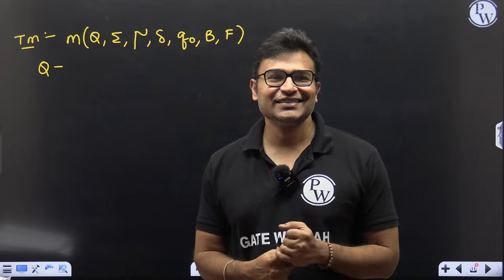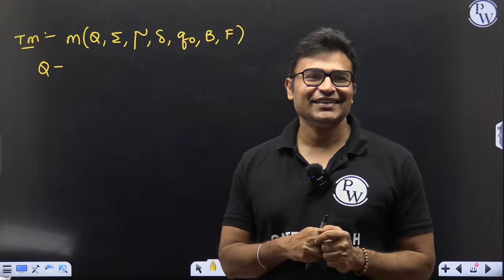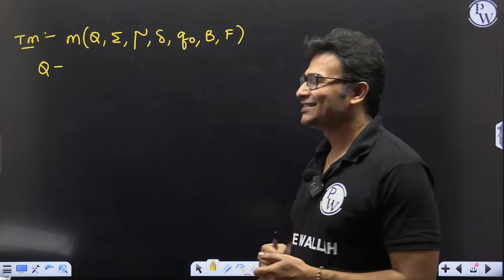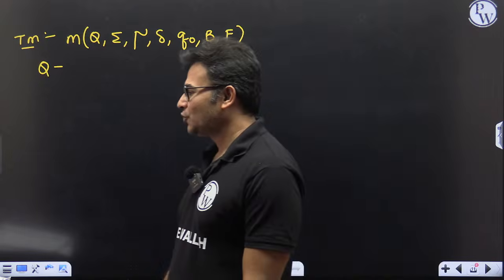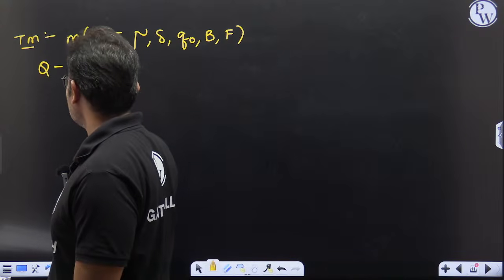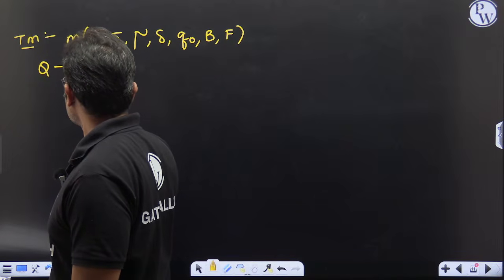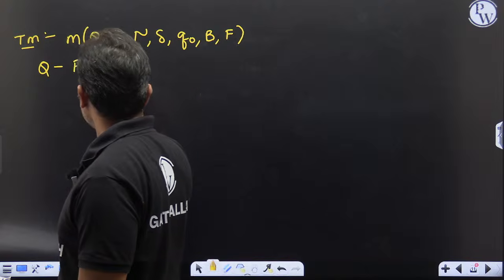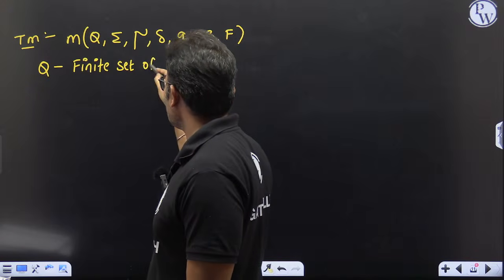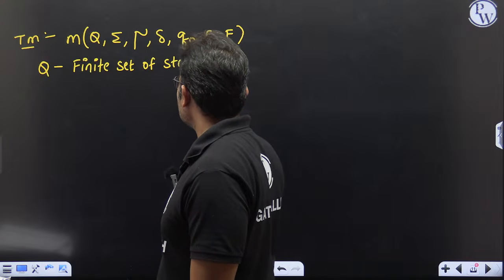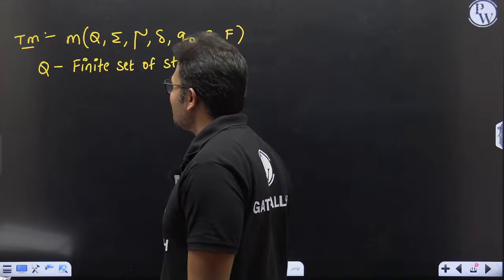Very good, Prince. States. So Q is a finite set of states.